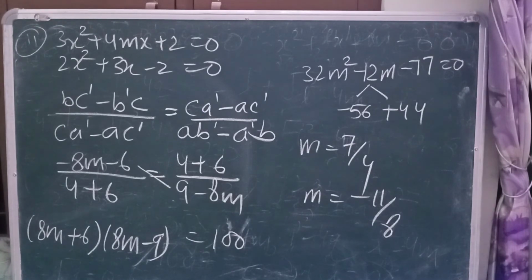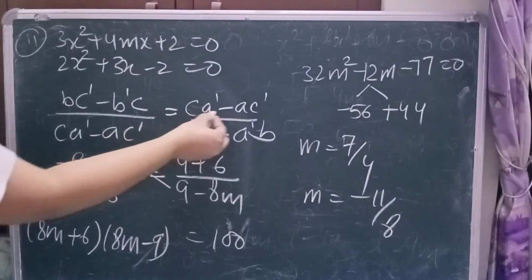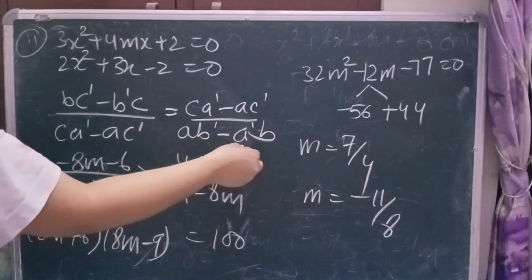Two quadratic equations, 3x square plus 4mx plus 2 equal to 0, and another one, 2x square plus 3x minus 2 equal to 0 were given. They have given the condition that one of the roots is common. As we have already studied the condition for one common root that we found by the cross multiplication method, there we got the condition (bc dash minus b dash c) upon (ca dash minus ac dash) is equal to (ca dash minus ac dash) upon (ab dash minus a dash b).